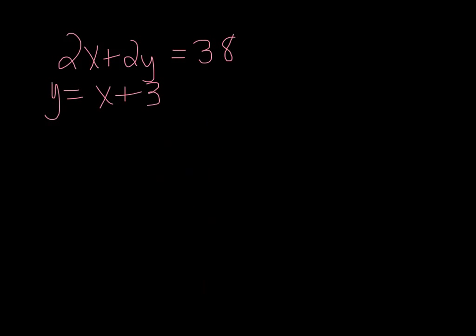Alright, first one. We have 2x plus 2y equals 38, and then we have y equals x plus 3. What we want to do is take one equation and substitute it into the other one, just like we have x equals 3. Here it says y equals x plus 3. Now this is nice because it's telling me what y equals, and I know y equals x plus 3. So in my other equation, instead of the y, I can plug in x plus 3 because I know y equals x plus 3. This is the substitution part.